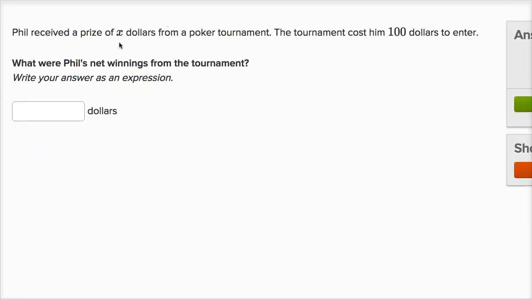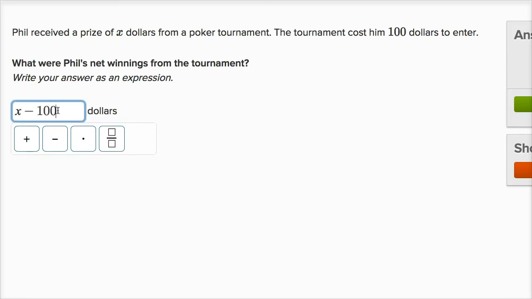Phil received a prize of X dollars from a poker tournament. The tournament cost him $100 to enter. What were Phil's net winnings from the tournament? Write your answer as an expression. All right, his net winnings. Okay, he gets X dollars, but it's not like he just walks away with X. I mean, he does get the X dollars, but he had to pay something to enter the tournament. He had to pay $100 to enter the tournament.